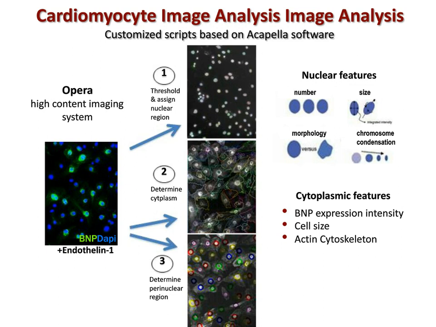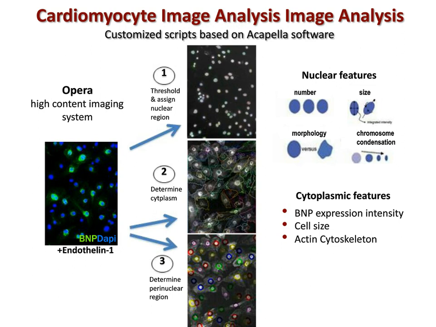So in a first step, nuclei are identified based on size and brightness thresholds we set. This is followed by determination of the cytoplasm and then determination of the paranuclear region, where the highest levels of the secreted protein BNP are localized as the protein transits through the ER. From these types of analyses, we can determine the level of BNP fluorescent intensity, the cell size, and as well features of the actin cytoskeleton, which I'll touch on at the end of the presentation. So in addition, we also measure multiple nuclear parameters which reflect cell health, such as simply the number of nuclei, the DAPI staining intensity, the size of the nuclei, and their shape.